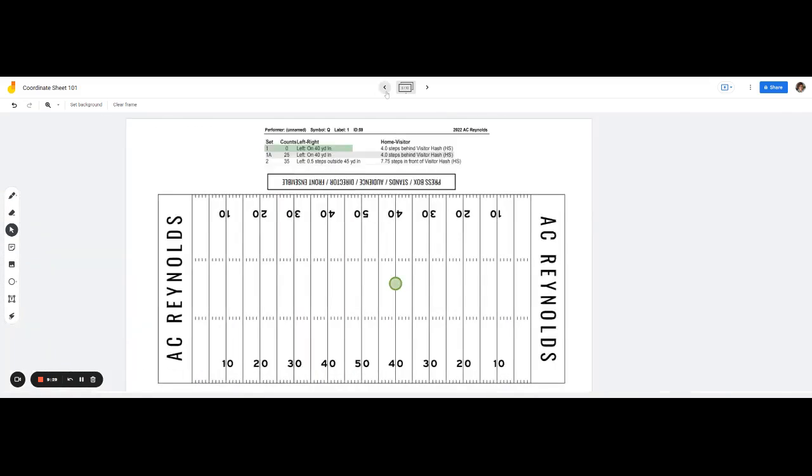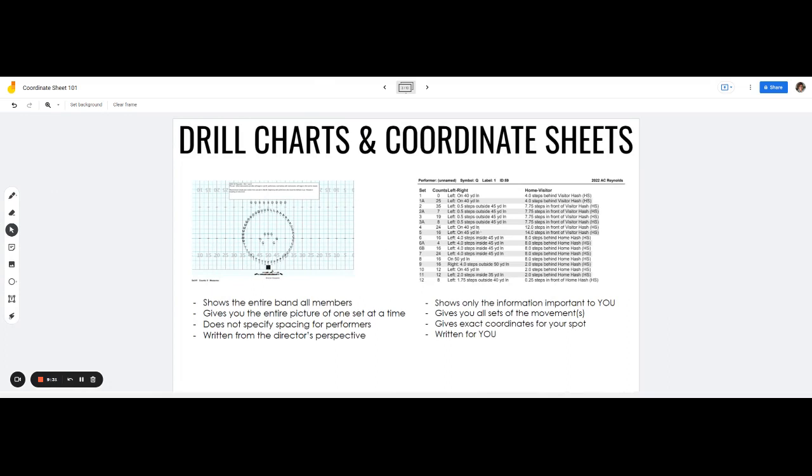But if I can reiterate anything that was super important in here, if you have this drill chart, that's cool. It is not a substitute for your coordinate sheet. This is the most important thing to have with you all the time. And you're going to want to keep this with you constantly at your rehearsals. So if you can, I would laminate it or stick it in your flip folder. Make sure that it always comes with you, because if you don't have this, it really helps.